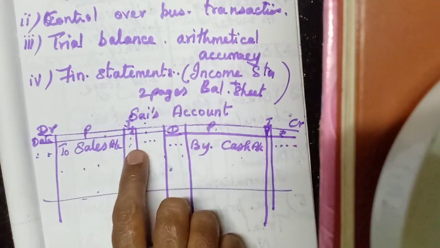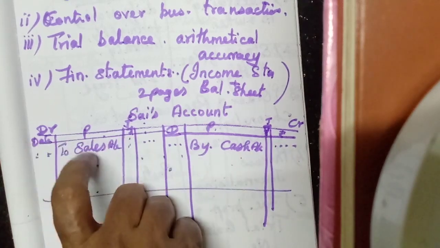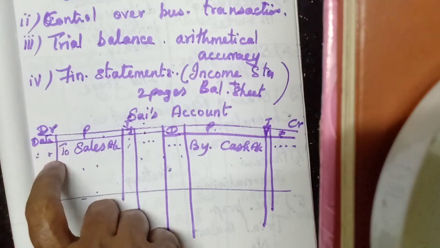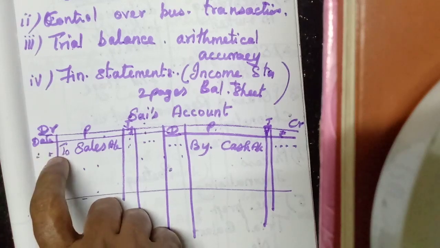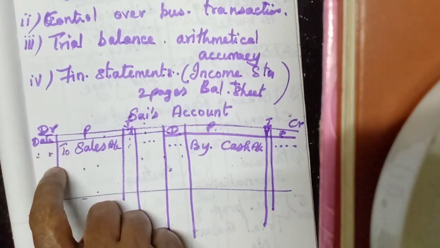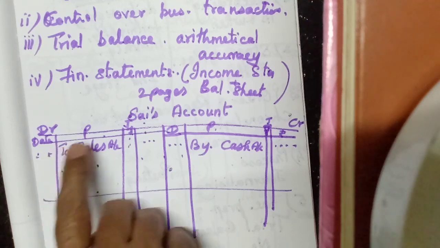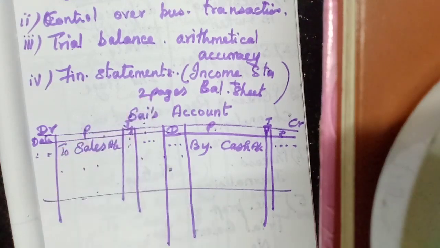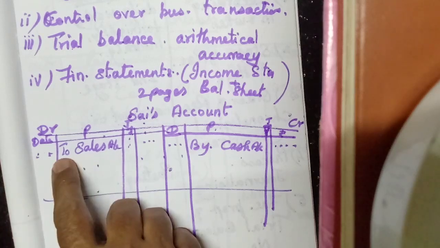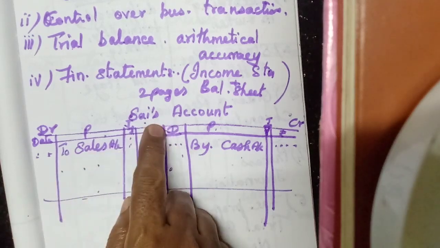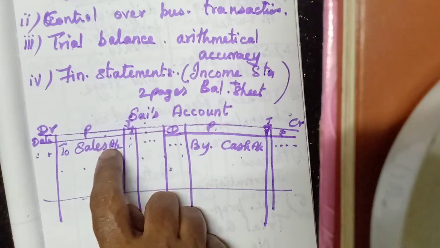Then here date we know. First we will write the year, then we will write the month. One small column there, we will write the date. Then debit side if we post, for example, cash account debtor to sales. It's on credit sales.